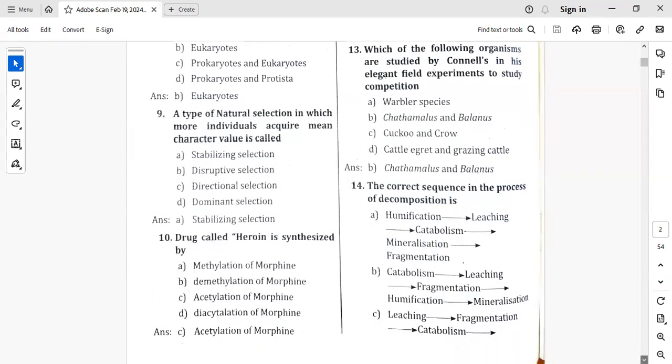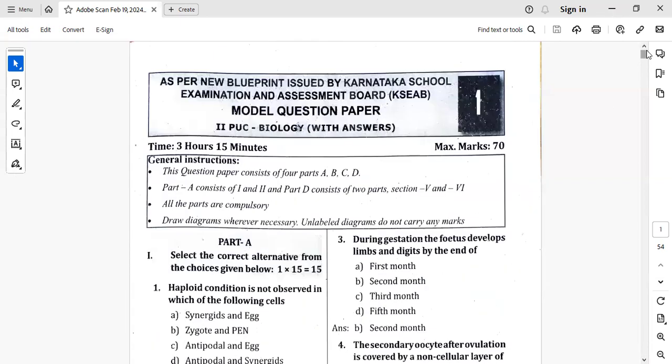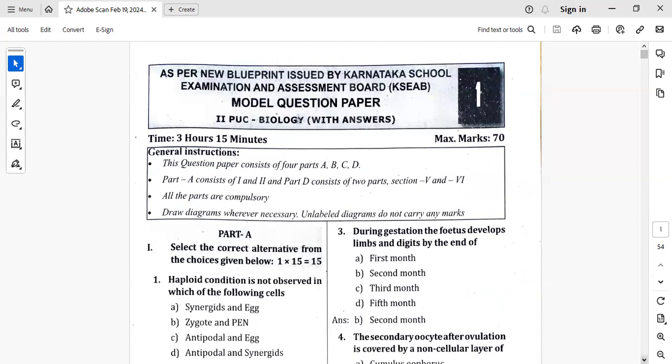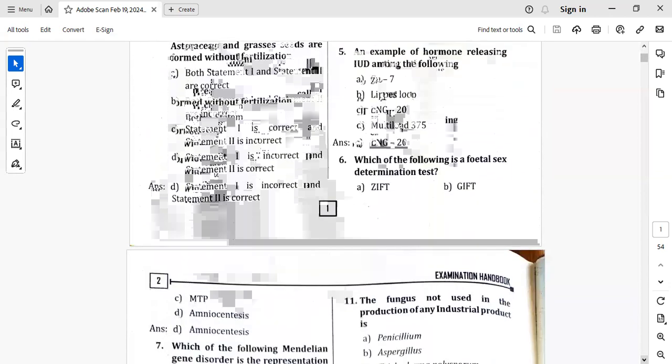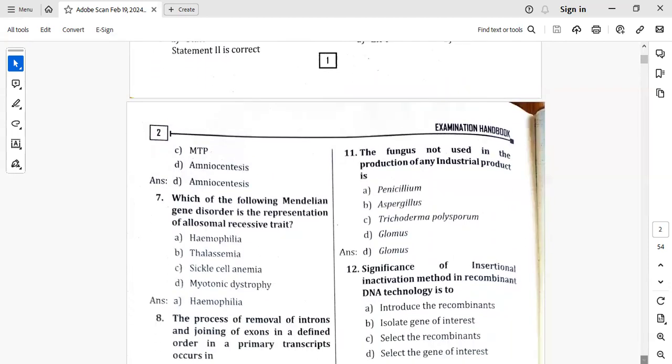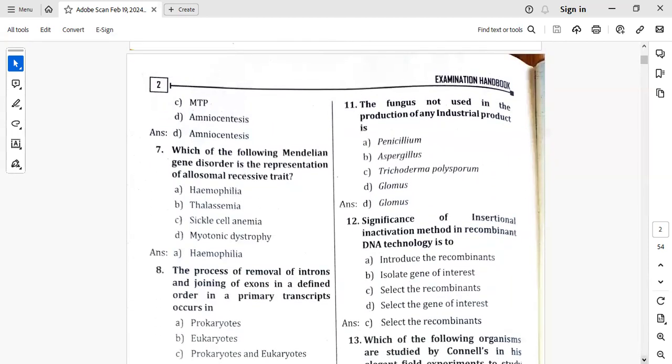The drug called heroin is synthesized by acetylation of morphine. Again, this is asked quite a number of times, so please take care of it. It is not deacetylation, it is acetylation. If you remember the Karnataka question paper in preparatory, it was asked. The fungus not used in the production of any industrial product is Glomus, because penicillin, Aspergillus, or Trichoderma are all used in industrial products, but not Glomus.